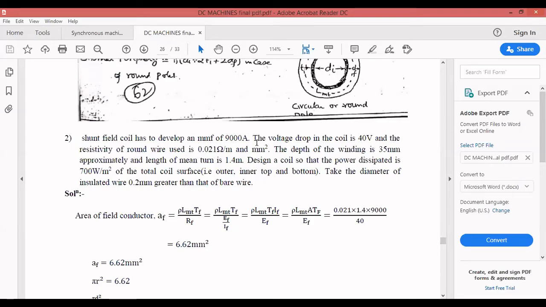of 9000 amperes. A voltage drop in the coil is 40 volt, and the resistance of the round wire used is 0.21.